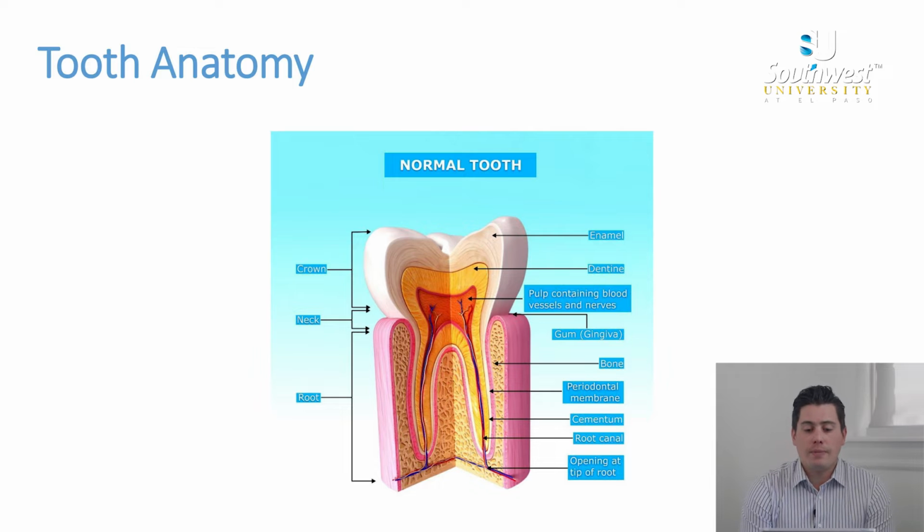Okay, and so the crown, as I said, will be composed of enamel, dentin, and part of the pulp. Excuse me. And the root portion will then be comprised of the bone, cementum, periodontal ligament, and then finally the gum tissue, which is going to surround it and maintain it in its place.